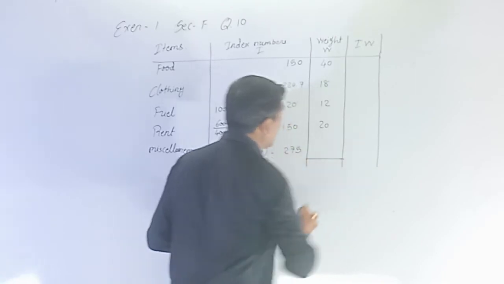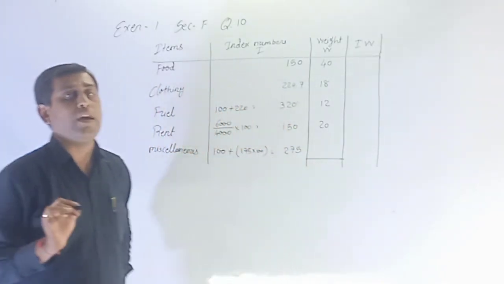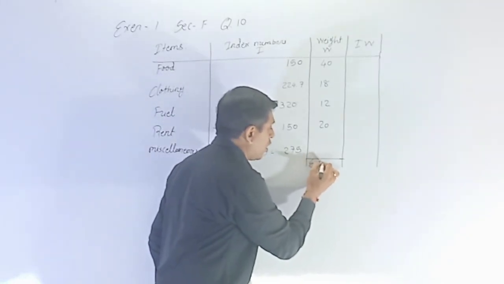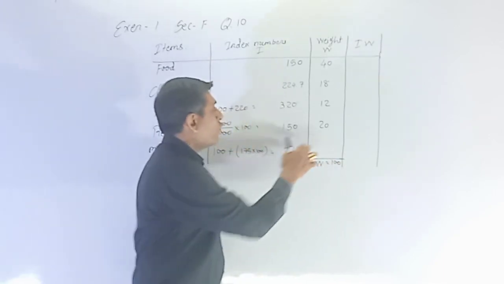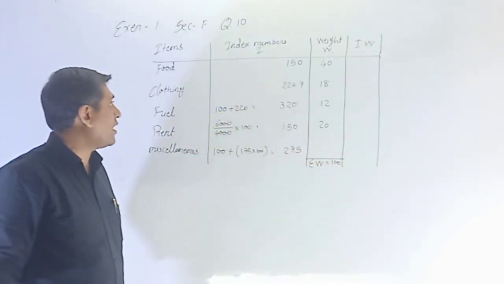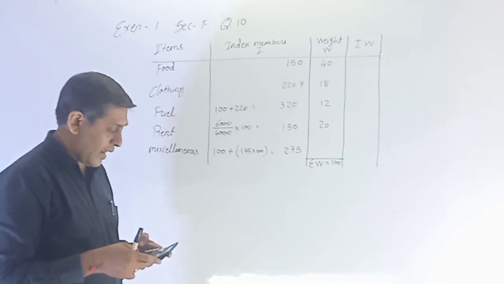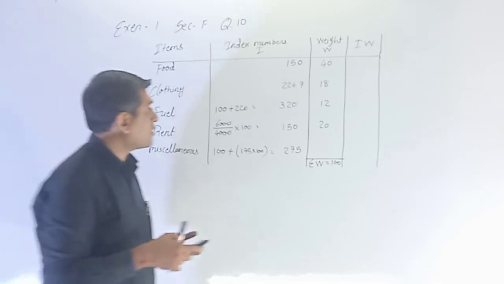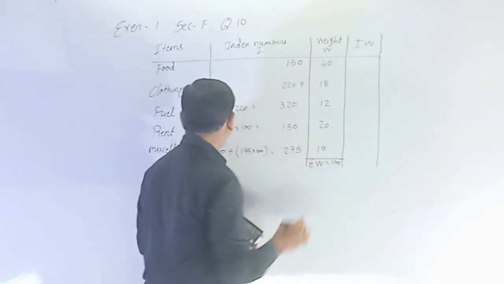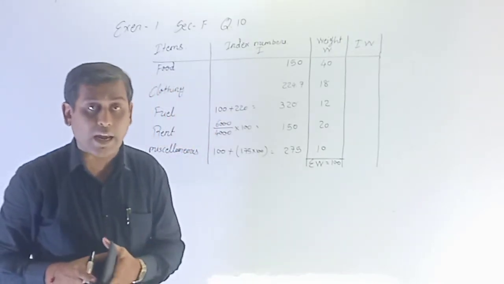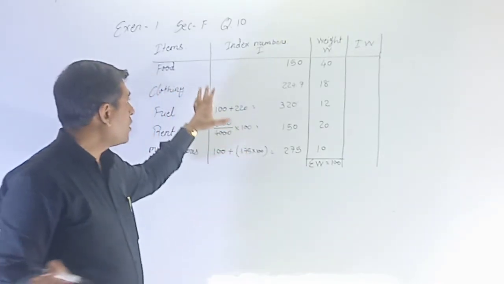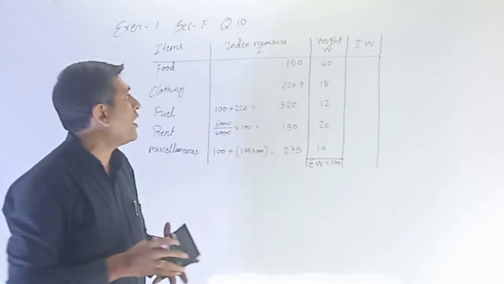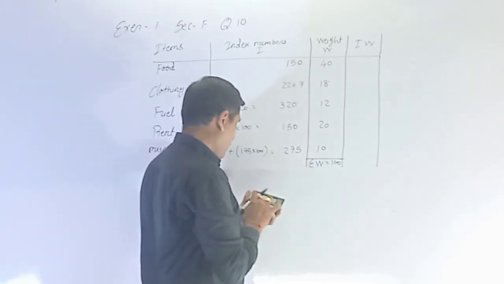See, the weight for the last item is not given, but the weights are given in percentages. That's why the total percentage is always 100. So the weight for miscellaneous is 100 minus 40 minus 18 minus 12 minus 20, which is 10%. Okay, so now you have I and W. You just have to multiply these two and find out IW.